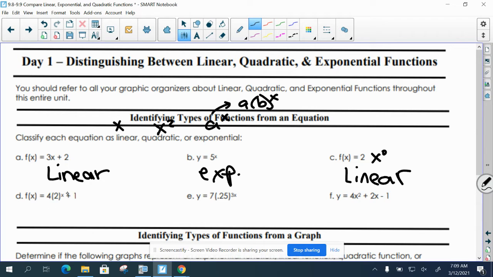And then 4 times 2 to the x plus 1, exponential. And then here, once again, the x is in the exponent, so this would be exponential again. And then here you've got x to the second power, so this is quadratic.